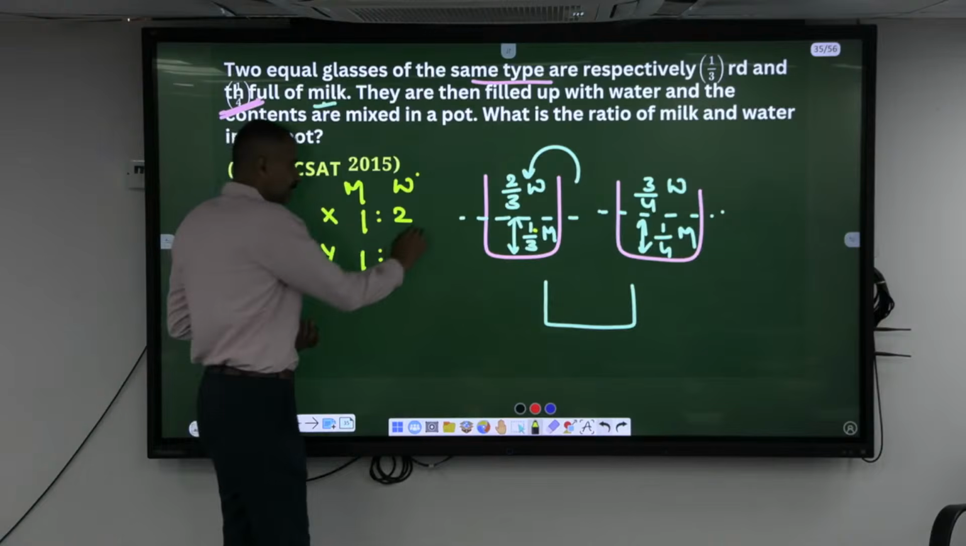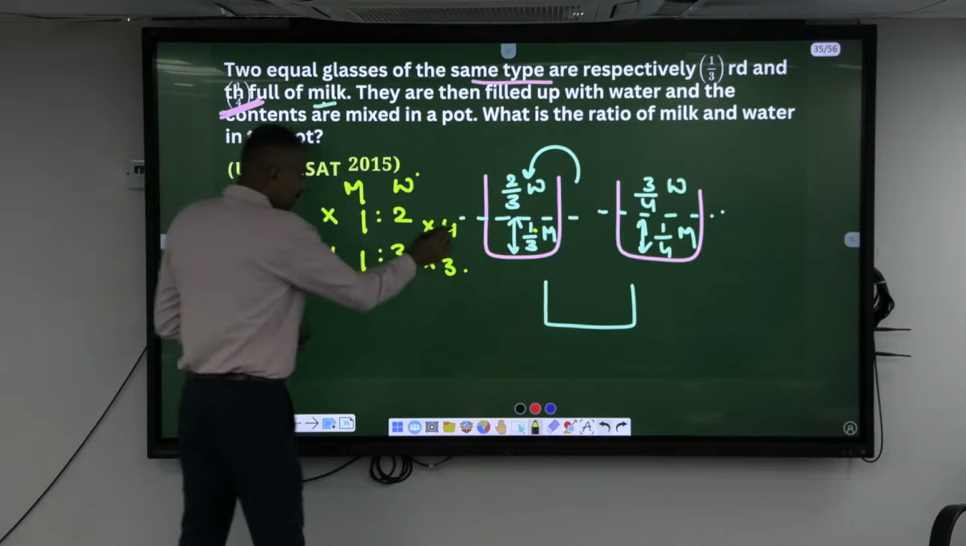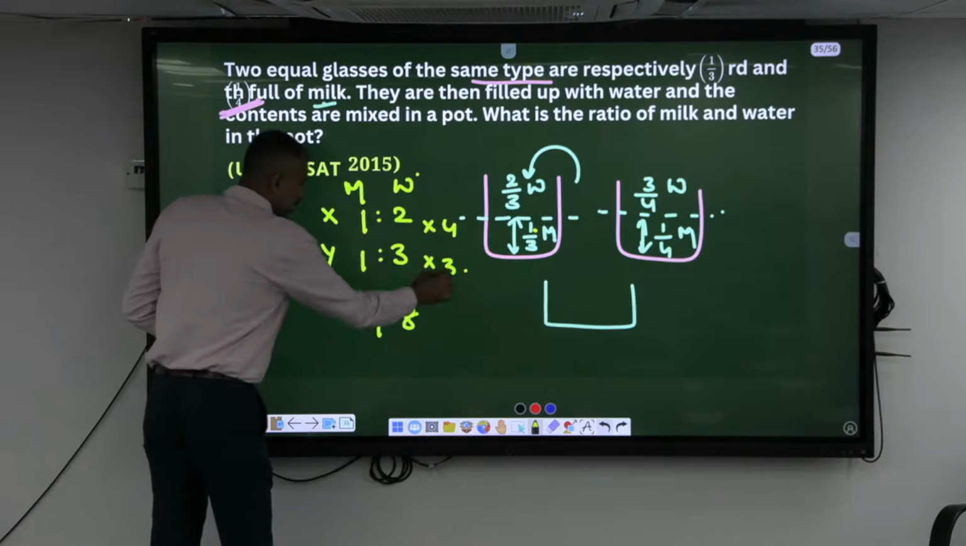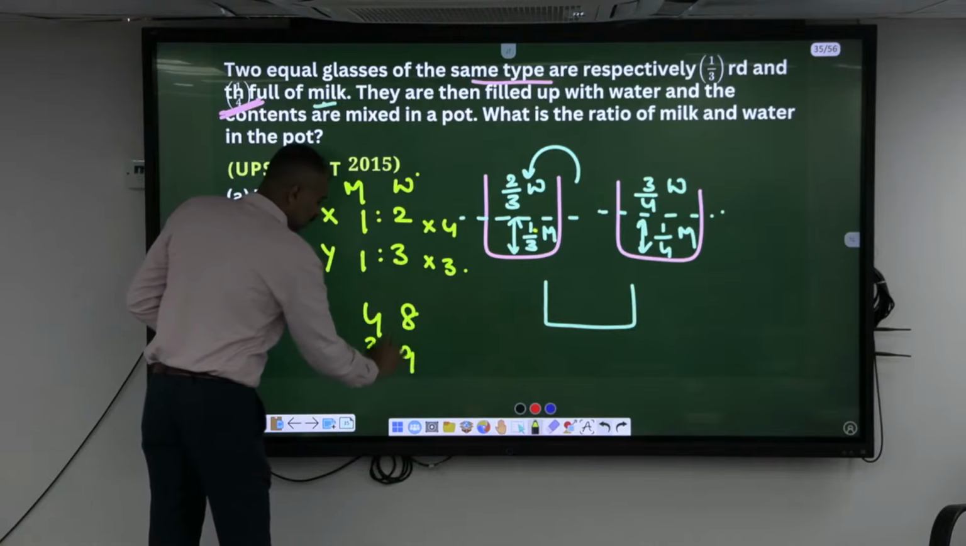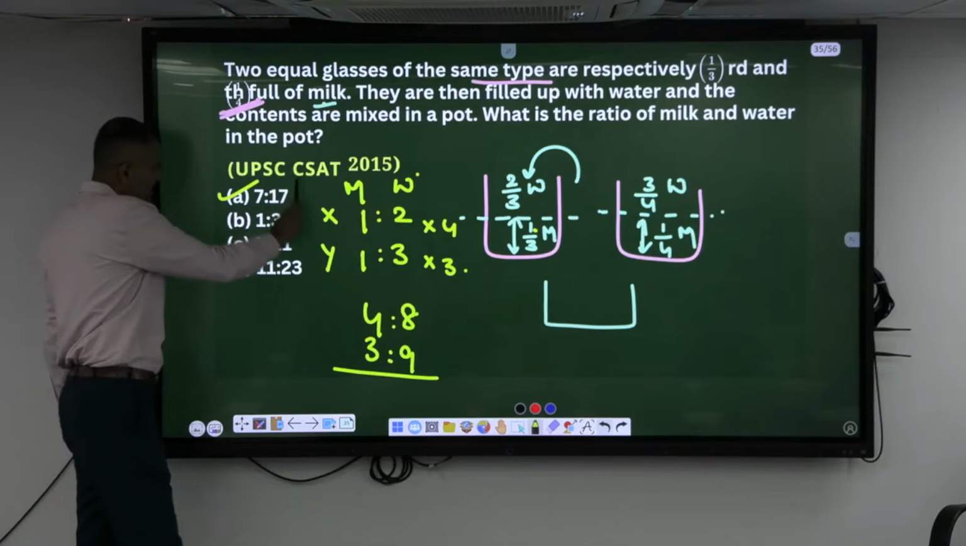LCM. Okay, multiply by each other, isn't it? I have to multiply this by 4, this by 3. So this is 4 and 8. This is 3 and 9. Okay, come on, add. 7 and 17.